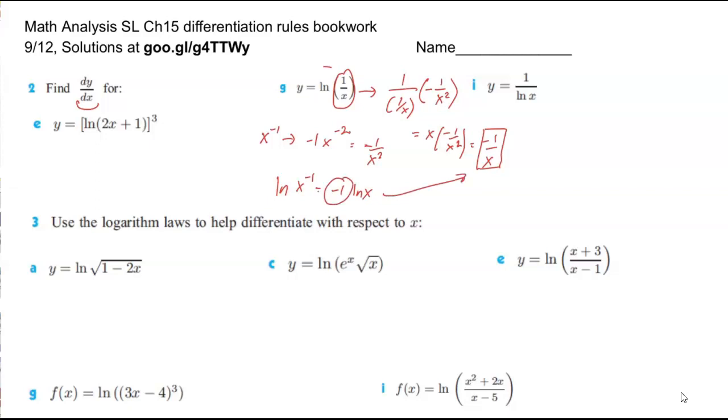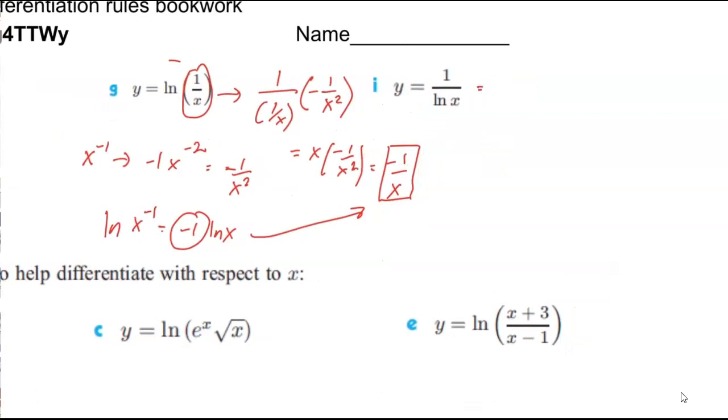Okay, y equals 1 over the natural log of x. So in this case, I could rewrite this as natural log of x to the negative 1. And this is a little bit different than this, right? Because this negative 1 is just on the inside and this negative 1 is on the outside. So the outside function is to the negative 1.